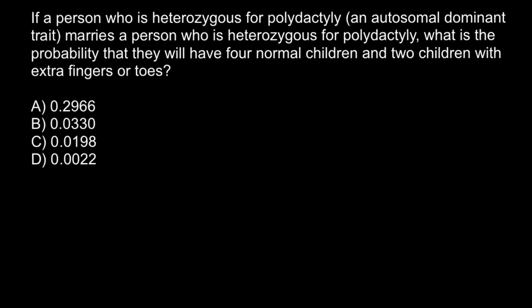So here is a problem. If a person who is heterozygous for polydactyly, an autosomal dominant trait, marries a person who is heterozygous for polydactyly, what is the probability that they will have 4 normal children and 2 children with extra fingers or toes?